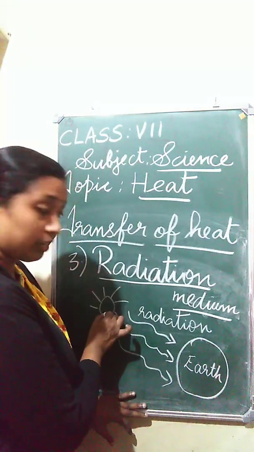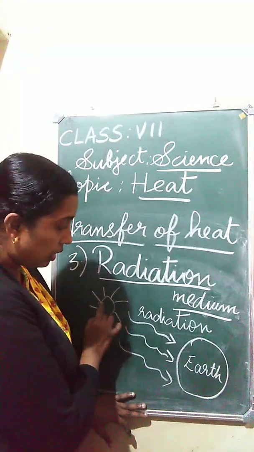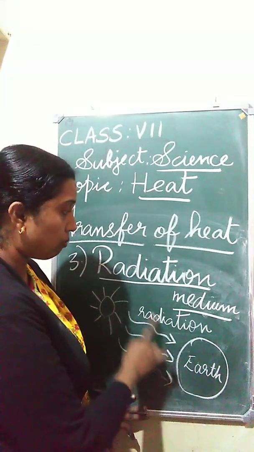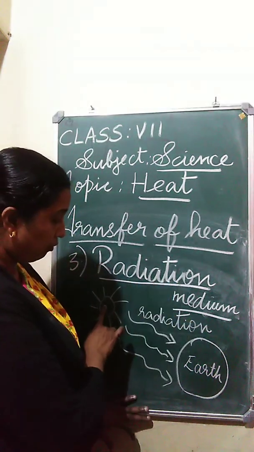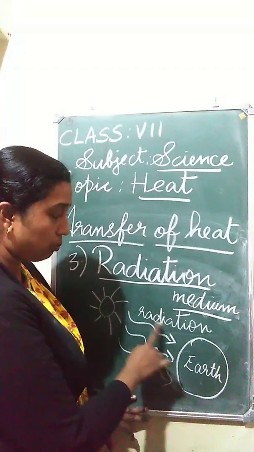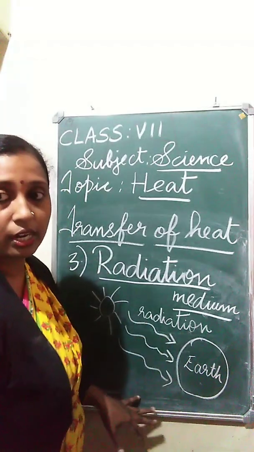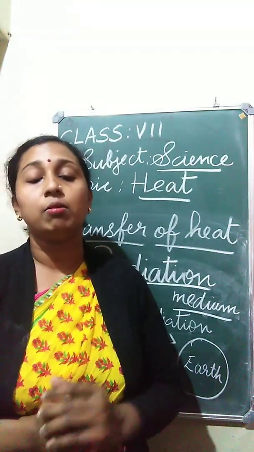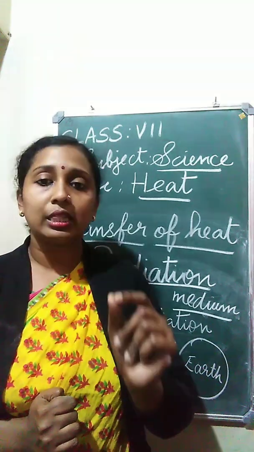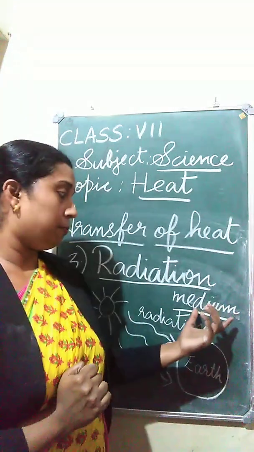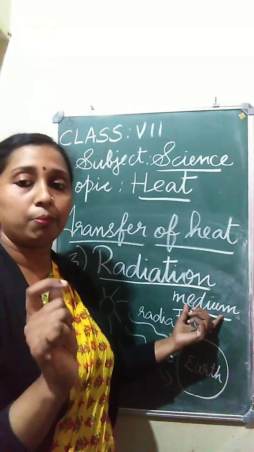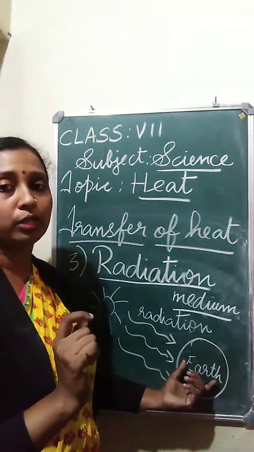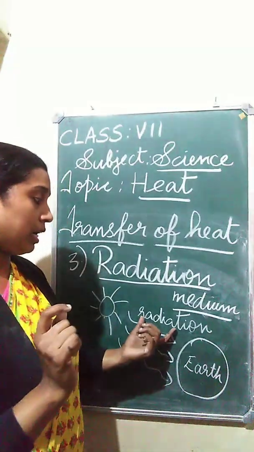So the heat from the sun reaches the earth by radiation. So this is an example for radiation. So what is radiation? Radiation is the process by which heat is transferred from one place to another without the help of any medium. And the example is the heat from the sun is transferred to the earth by radiation.